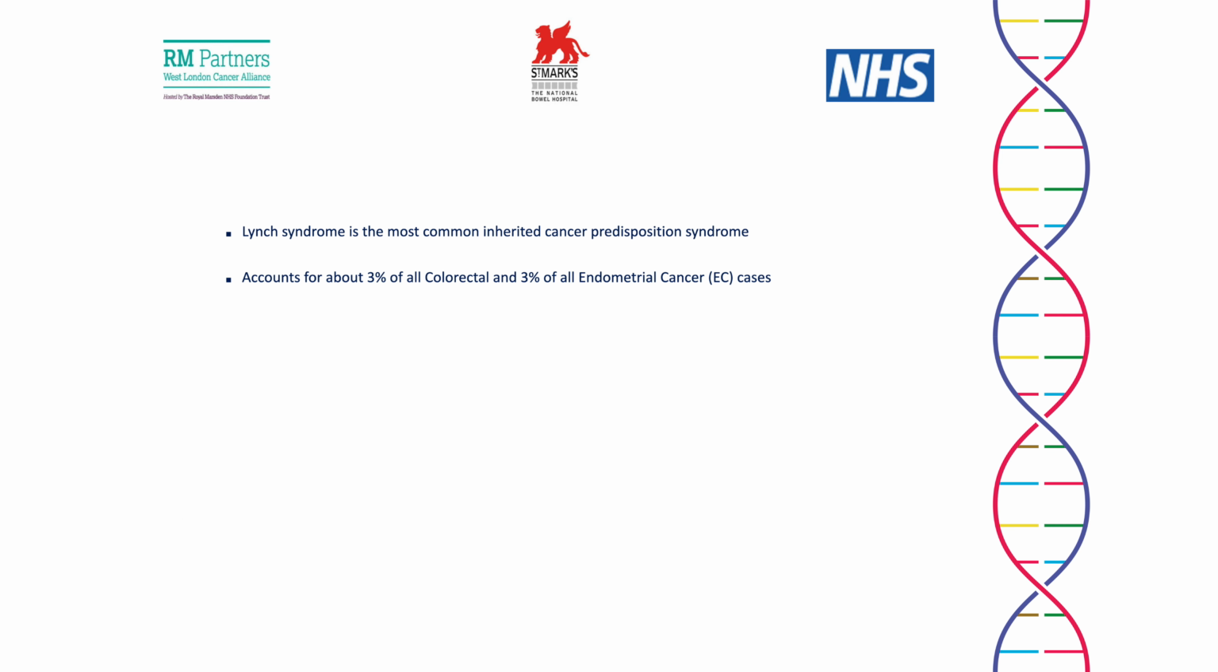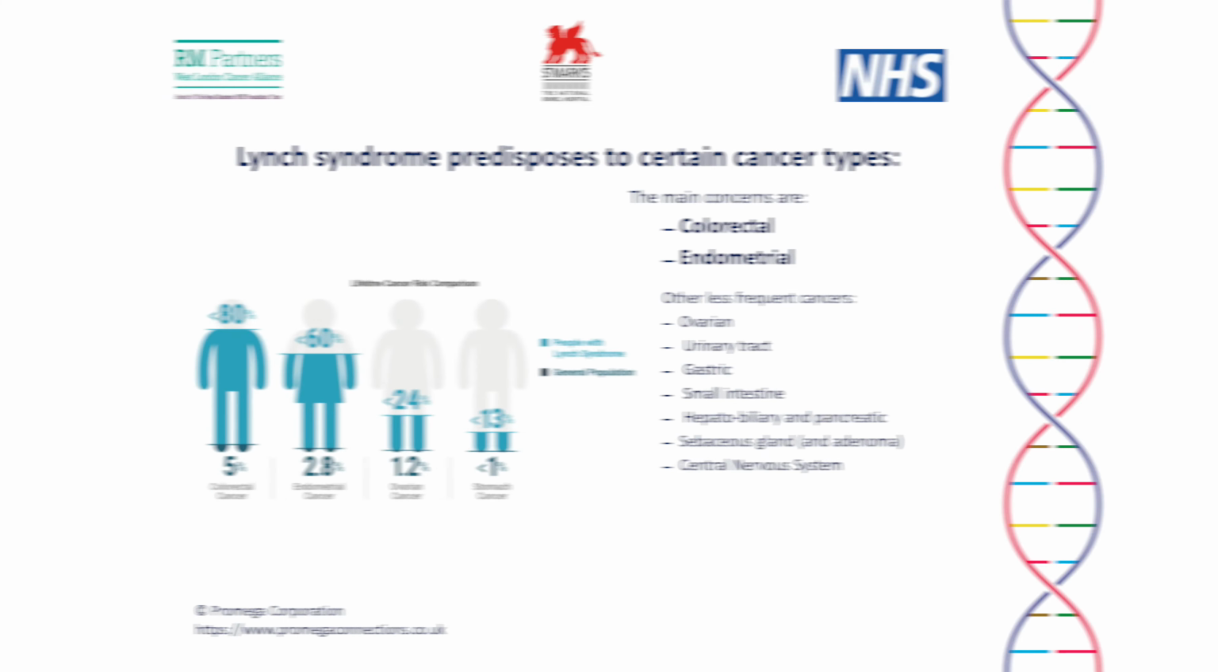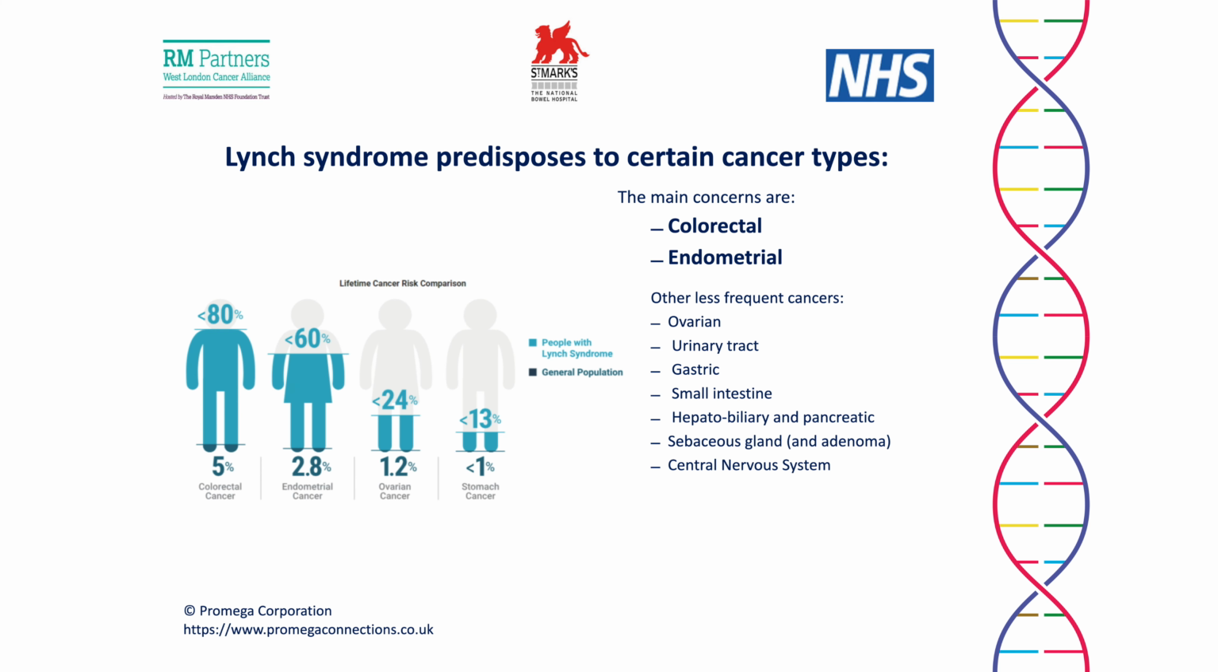Lynch syndrome is the most common inherited cancer predisposition syndrome. It accounts for about 3% of all colorectal and 3% of all endometrial cancer cases. Lynch syndrome was formerly known as hereditary non-polyposis colorectal cancer syndrome, or HNPCC, but this term is no longer used. Lynch syndrome affects 1 in 270 people in the UK. Unfortunately, we only know about 5% of the people affected by Lynch syndrome.